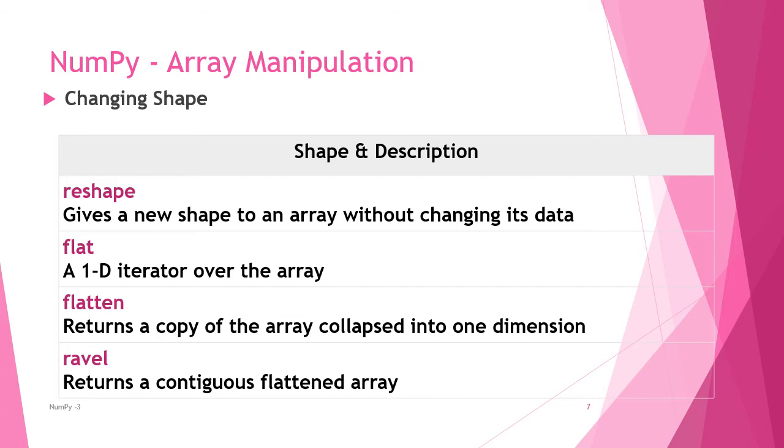Reshape gives a new shape to an array without changing its data. Flat is a 1D iterator over the array. Flatten returns a copy of the array collapsed into one dimension. A multi-dimensional array can be converted to a one-dimensional array using the flatten method. Ravel returns a contiguous flattened array. So these are the few methods that help to change the shape of an array with the help of the NumPy package.